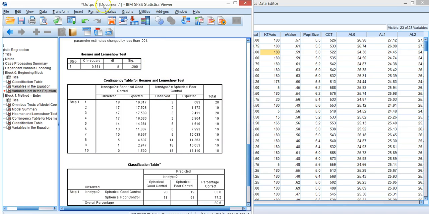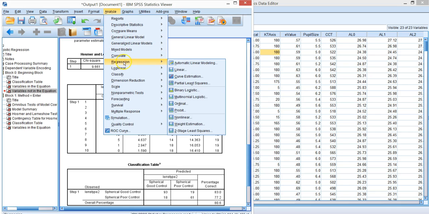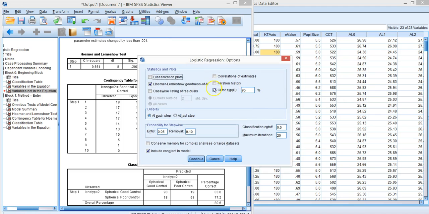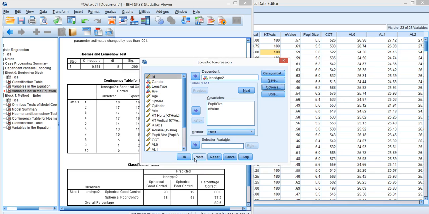One thing that I failed to mention when we were in Analyze, Regression, Logistic, we went over here to Options, and we selected this Hosmer-Lemeshow goodness of fit test. And this is going to tell us if our data is consistent across the levels. And so it breaks down the predictions, and then it looks at individual chi-squares, and you want this value to be not significant in order to say that it's a good fit. It's kind of an unusual way of doing it, but that's how that works.